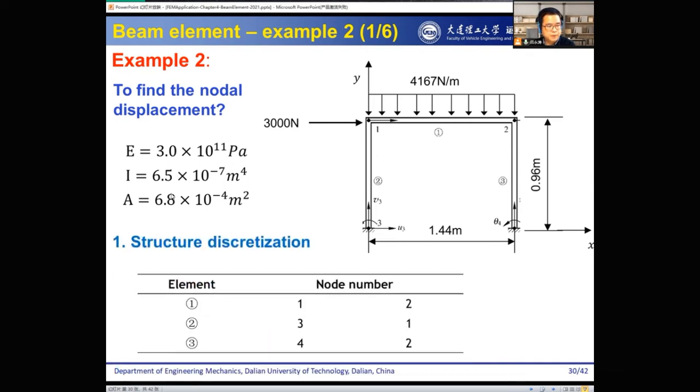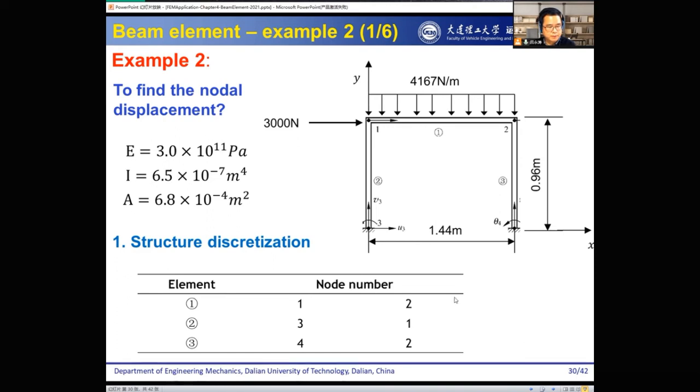So these are the parameters for the structure. We have Young's modulus, the inertial moment, and the cross section. So again, we do the mesh, which means we do the structural discretization. We mesh using 3 elements. We don't use too many elements, we only use 3 elements. But in real FE analysis, you can mesh with more elements, and then you get more accurate answers.